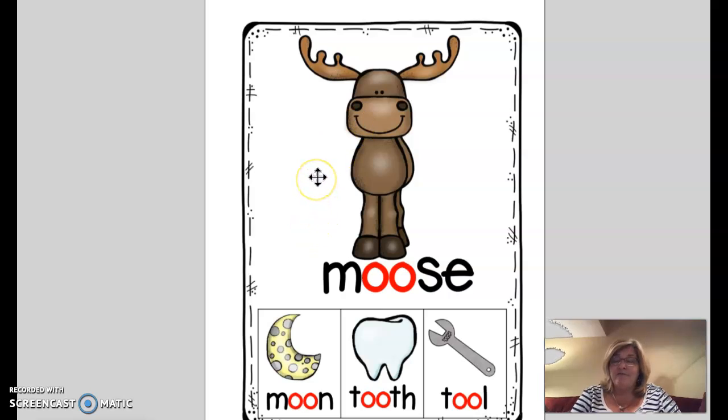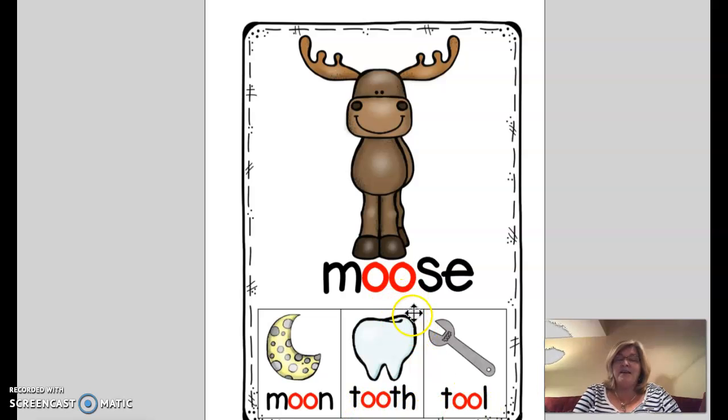Do you know too that we have moose that live in the state of Minnesota? We do. They're beautiful creatures with very long legs. And look at those big antlers that they have on them. They live, though, in northern Minnesota, and they are indeed brown. Now, he's there to remind you of the spelling pattern, as is the moon, m-oon, tooth, t-ooth, and t-ool.